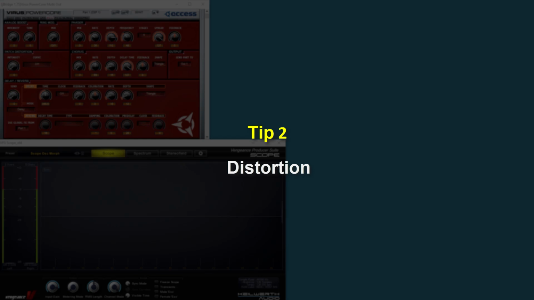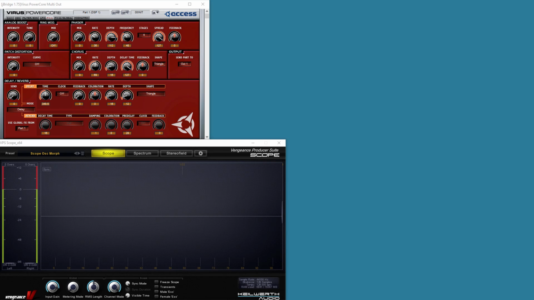Tip number 2. Distortion. In any Virus, including the TI, you have essentially 2 kinds of distortion, and let me show you a diagram here.